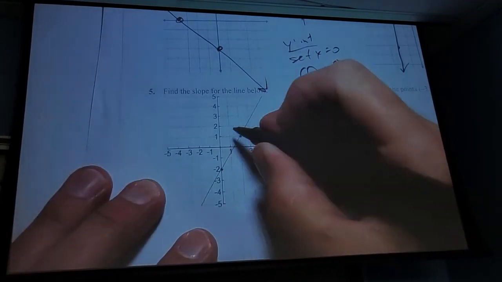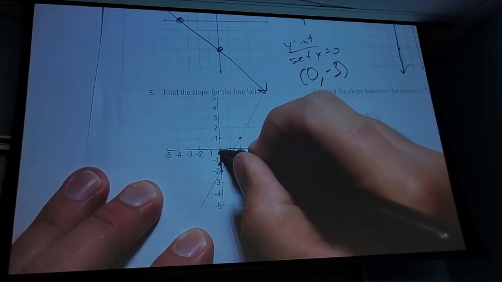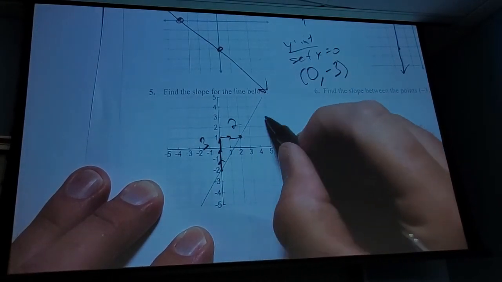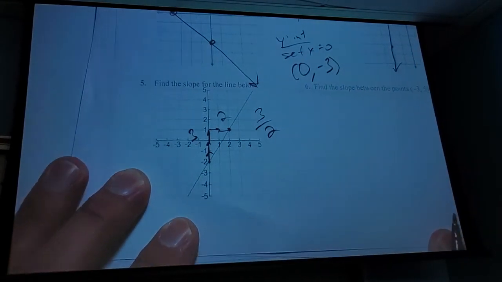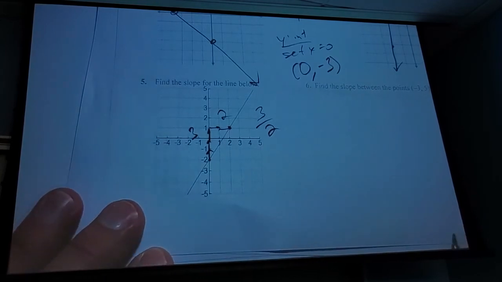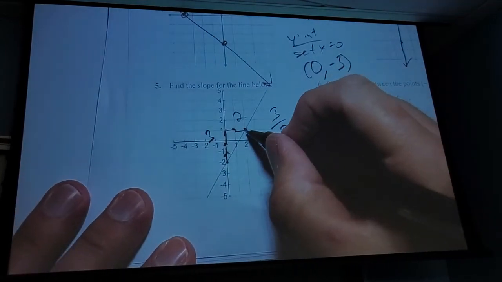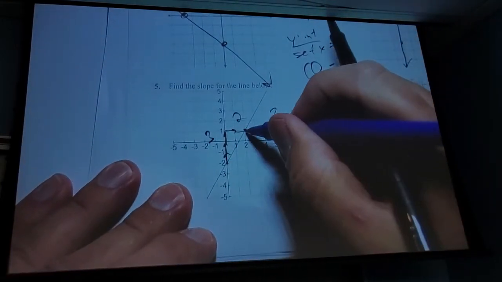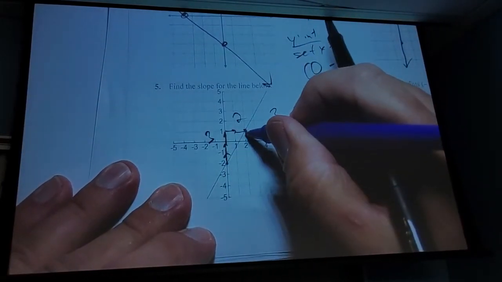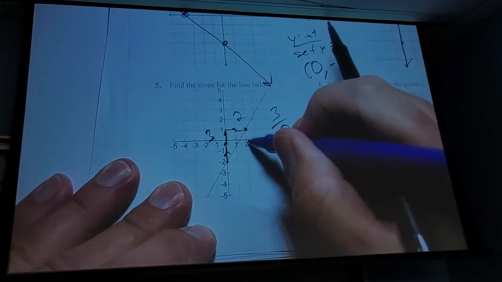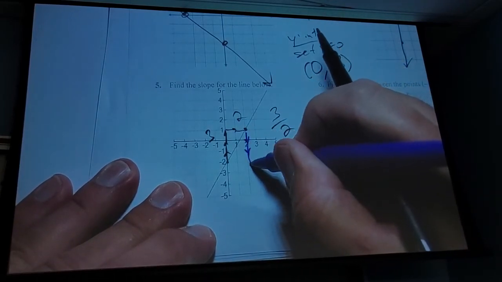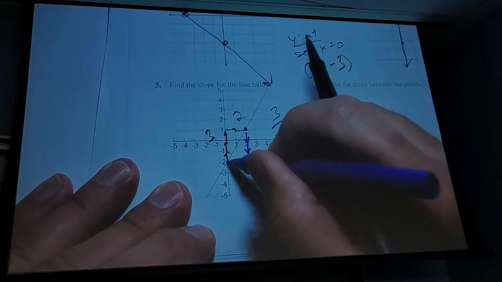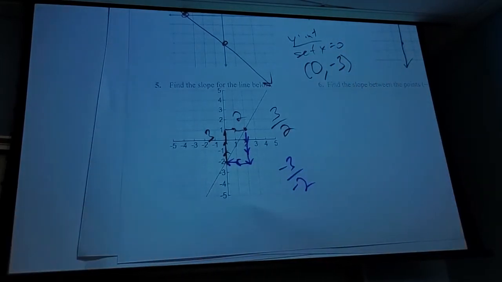So I went up 3. 1, 2, 3 up. Right 2. So it's 3 over 2 because it didn't go back or down. What if I would have started at this point instead? How do you go from this point to that point? I have to go down 3. Down 3. And then left 2. Back 2. You see how I get the same answer, right?